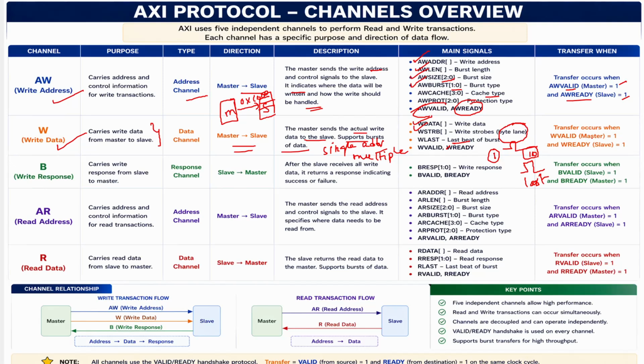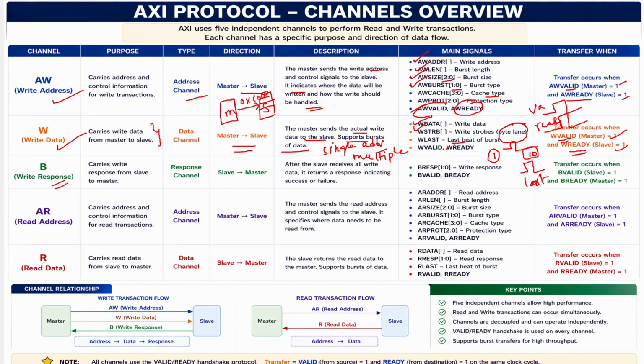So how does the transfer occur? When W valid from the master is one. Each and every channel has valid and ready signals, and only then will the data be transferred. The ready signal and valid signal should both be high in the same clock cycle. Then only handshaking is happening.